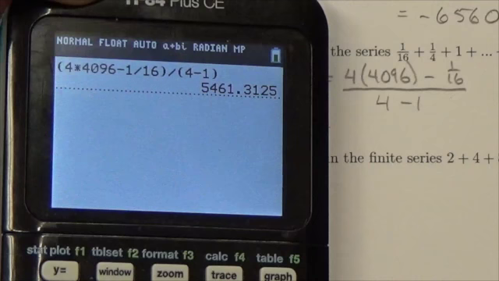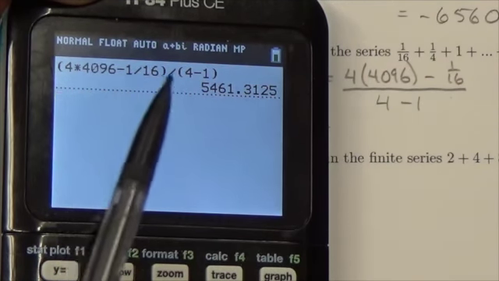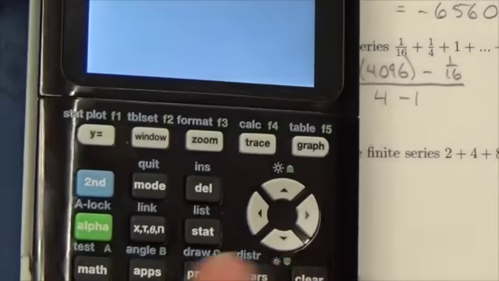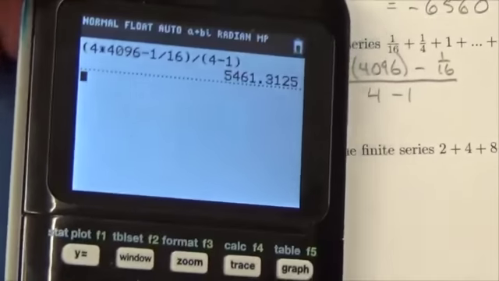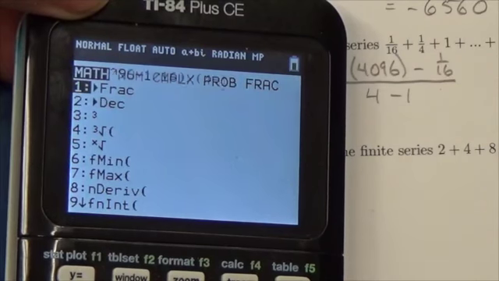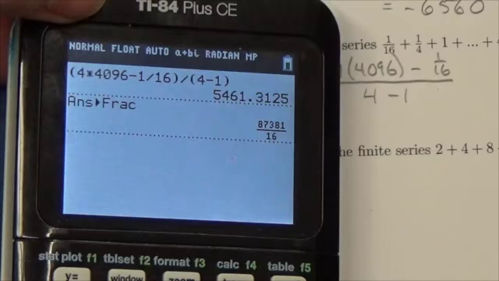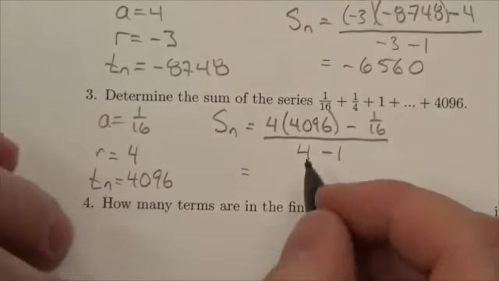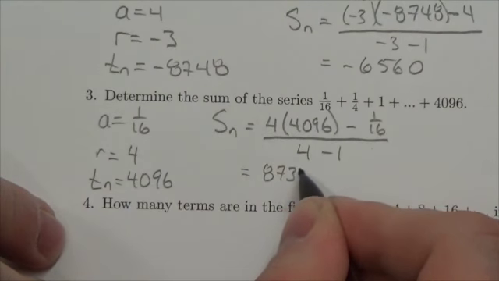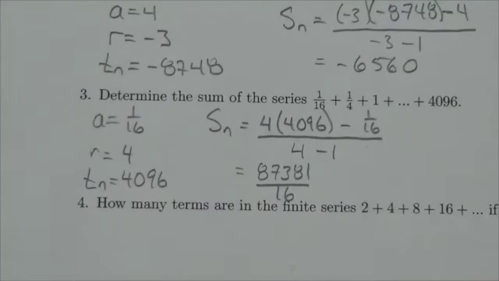Press enter. Okay, so now we're getting this decimal here. Now, the reason for the decimal is because of this 1/16 here. But we can go to the calculator, and if I press my math button right here, my very first option that I get here is convert to fractions. So press enter to choose it, and press enter again, and then I get this kind of an ugly number. However, it still worked out to be a fraction. So 87,381 over 16. And that's the answer that we're looking for.